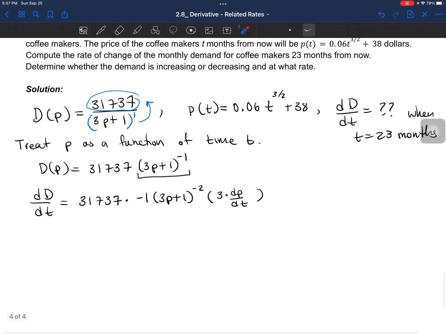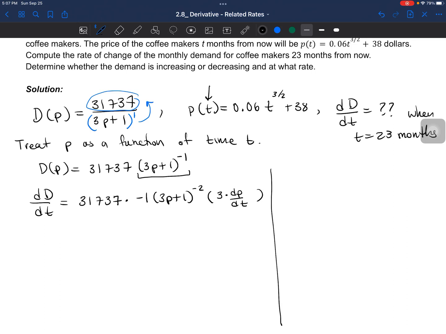We're not given those values. We're not given the price. We're not given the rate of change of the price over time. But we're given the other function, so somehow we must be able to use this, right? So let's use some side work here. Side work. So let's find first the price.